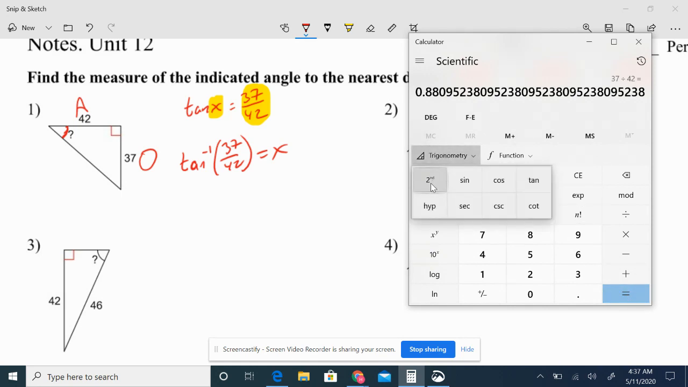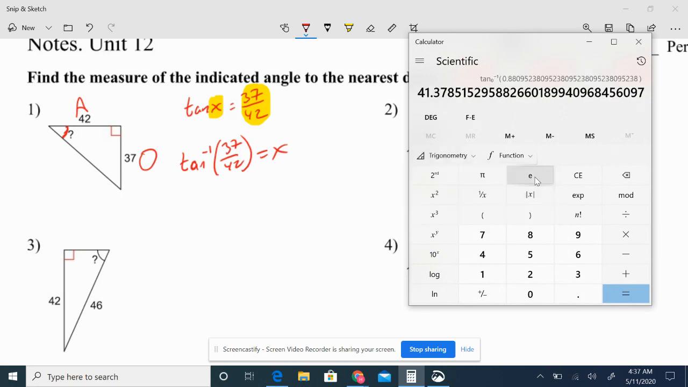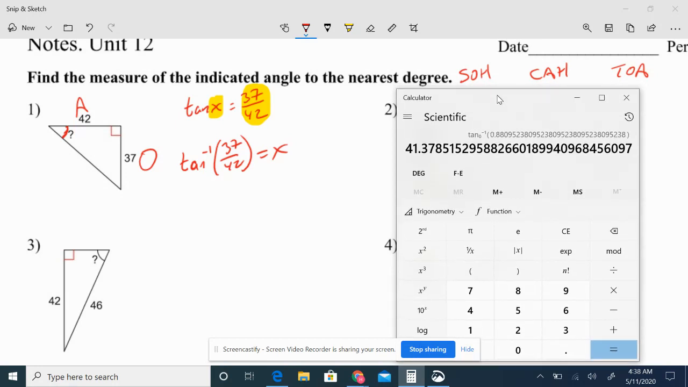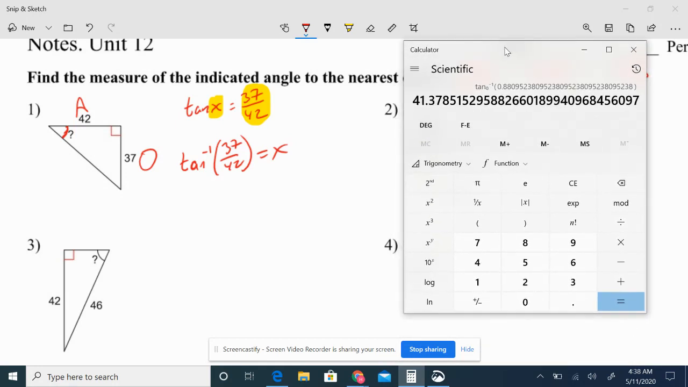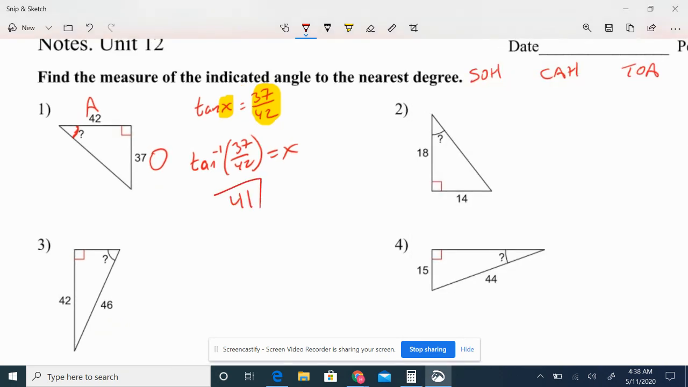So I'm going to press second because I want to see the inverse. I want to do tangent inverse. So the tangent inverse of 37 over 42. Notice I got my fraction first, 37 over 42, and I did tangent inverse. Depending on your calculator, you might have to do tangent inverse first and then the fraction. I have 41.3. Now it says here, find and measure the indicated angle to the nearest degree. So to the nearest whole number. Right, 41.3. I'm going to the nearest whole number. My angle here in this case happens to be 41 degrees.